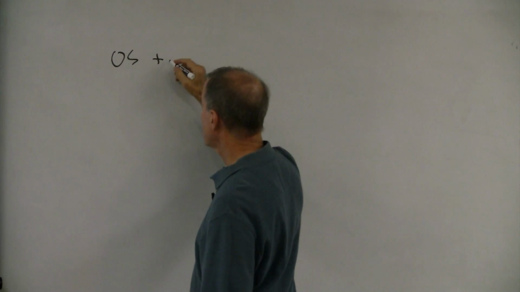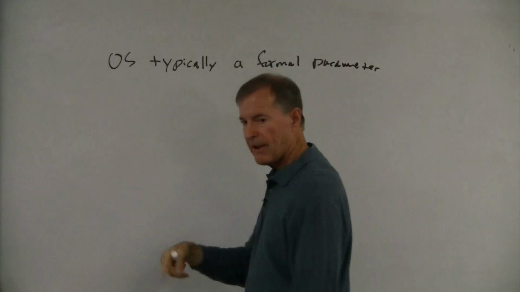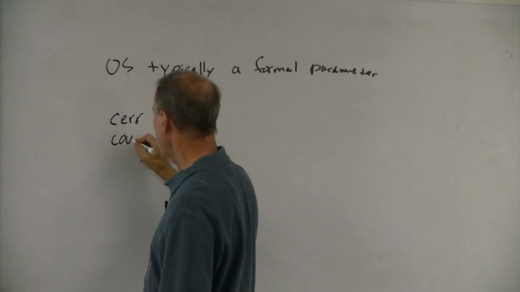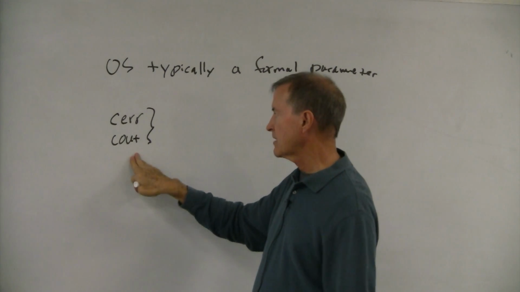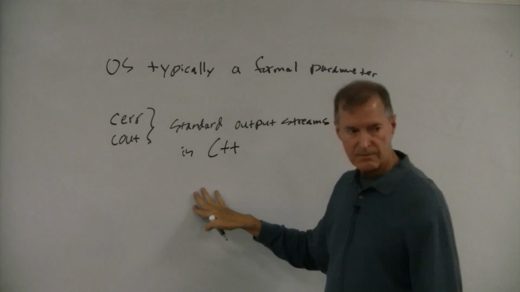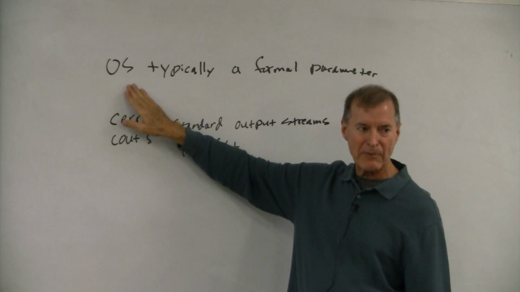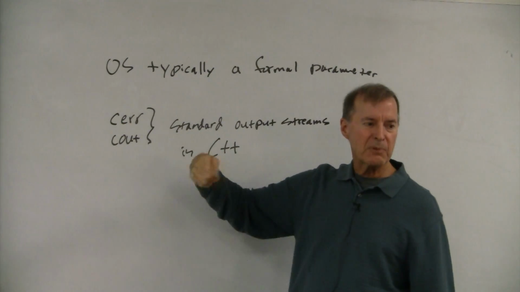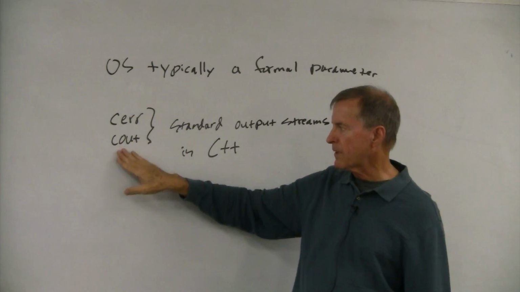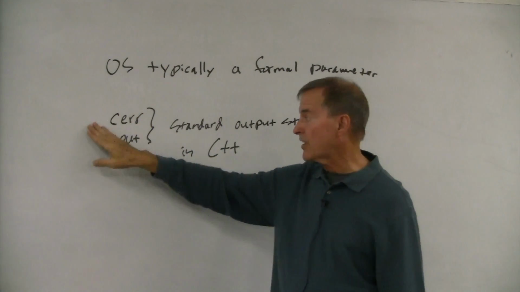So OS is typically a formal parameter that we pass, and CERR and Cout are built-in standard output streams in C++. You were asking about the difference between CERR and OS. The actual parameter for OS could be either CERR or Cout. In our DP4DS distribution, I don't think we ever pass CERR to OS. I think we always pass Cout to OS, to the output stream. But now, what's the difference between CERR and Cout?